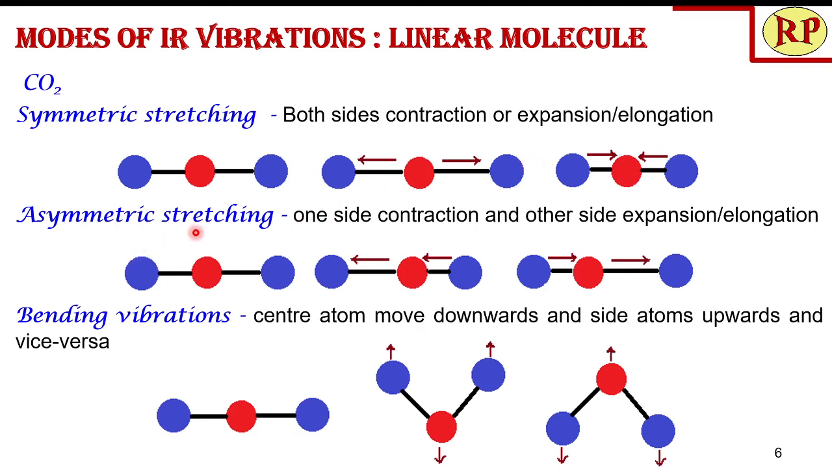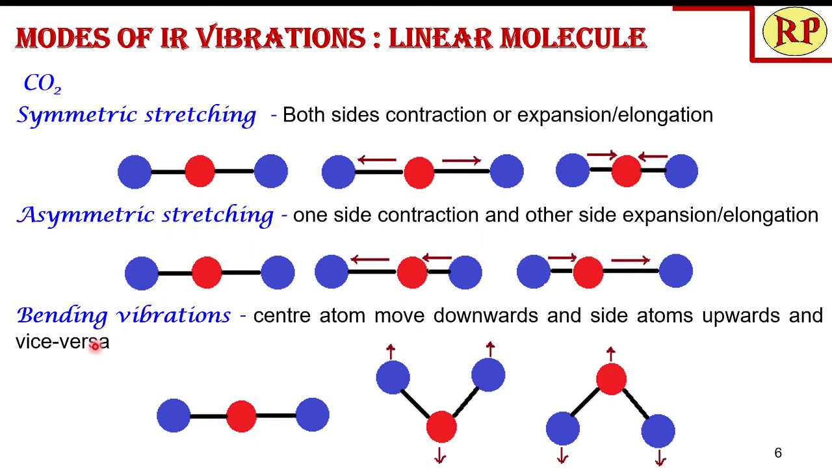But we call it asymmetric stretching when we have contraction on one side and expansion on the other side. You'll see, once you have expansion, then contraction. Where you had contraction, you will have expansion. This action will happen alternately. So this we call asymmetric stretching.